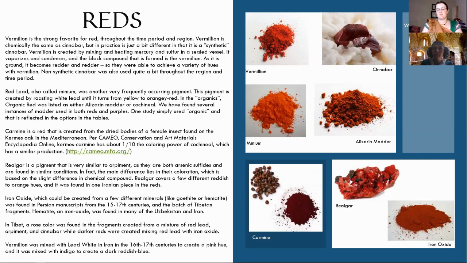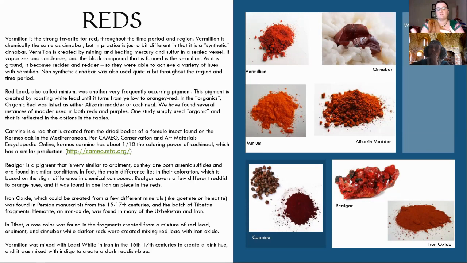They were also using a lot of red lead, minium, which is made from heating lead. You roast it until it turns from yellow to a more orangey red. There are many studies that were able to pick out alizarin madder or cochineal, which is actually carmine. And the cool thing about carmine is that the carmine insects come from the Kermes oak in the Mediterranean. They're actually one tenth the coloring power of the cochineal that we get stateside.